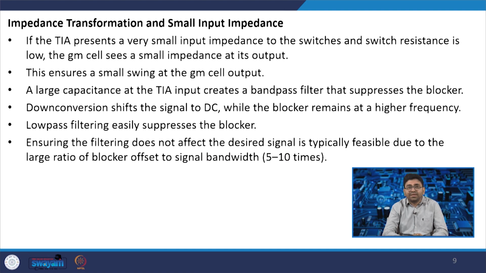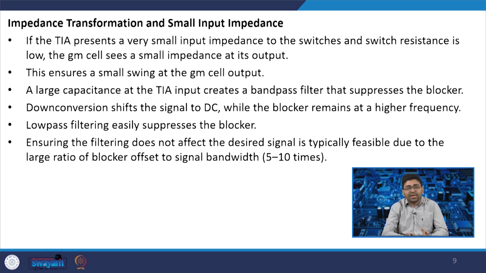And impedance transformation, as I discussed, and a small input impedance. So, if the TIA presents a very small input impedance to the switches and the switch resistance is low, the GM cell sees a small impedance at its output. So, this ensures a small swing at the GM cell output, and a large capacitance at the TIA input creates a band pass filter that suppresses the blocker.